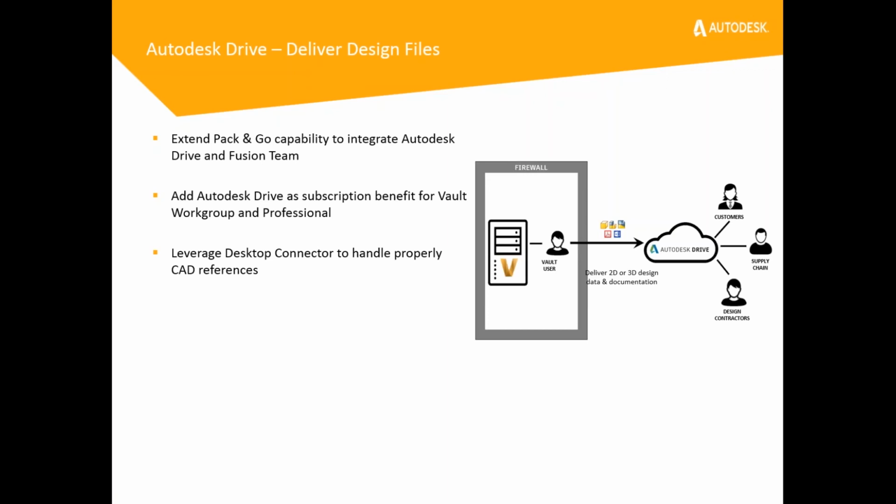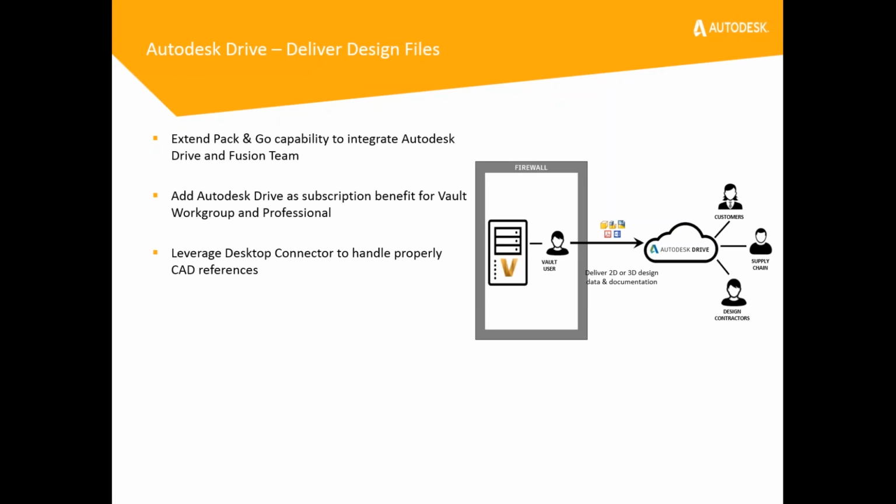So if you send an assembly out there, you need all the components as well to be able to do much with it, or be able to check it out and synchronize back to it. Let's see. Yeah, and then we'll show the Pack and Go as well. So with Autodesk Drive, the Pack and Go is a way to take a lot of data from Vault and send it out to Autodesk Drive, so that others can view it there, that you give access to.